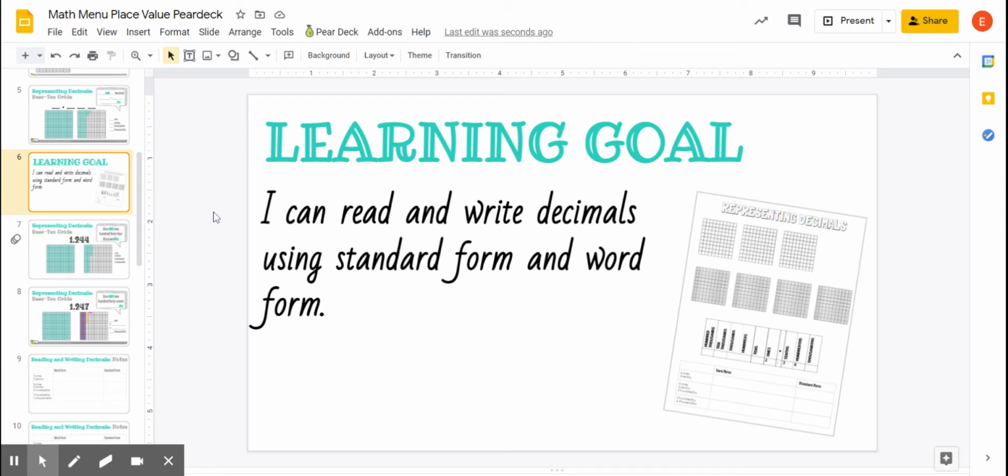Hello, today we were working on I can read and write decimals using standard form and word form. During this video, we are going to be using the representing decimals notes sheet that we have started in class. We're going to review a little bit from class, and then we're going to take a look at the bottom section of our notes sheet.